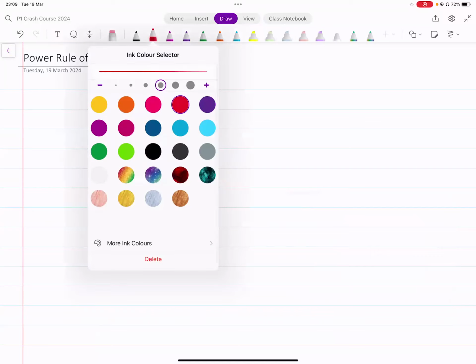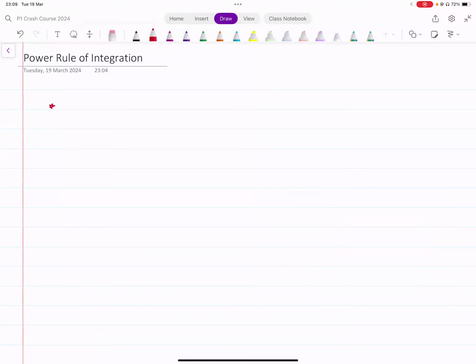So integration is basically the opposite of differentiation. You can say this is reverse differentiation. Integration is reverse differentiation. So if you inverse the process of differentiation, that's what integration is.